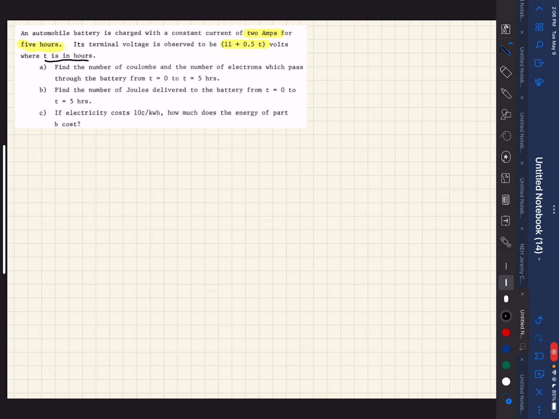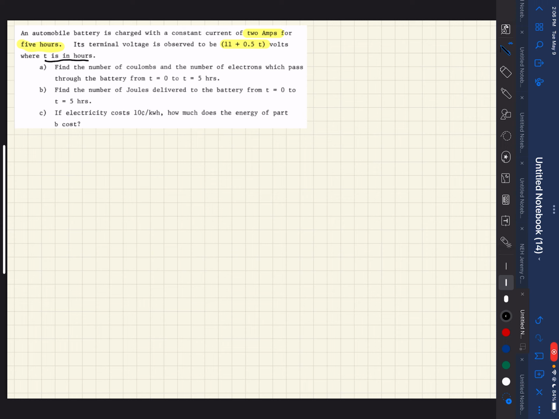Okay, hours. So that's something we're going to have to deal with a little bit, because our equations that relate charge and current usually use seconds. So anyway, let's take this information and look at what they're asking us and see how we do this.